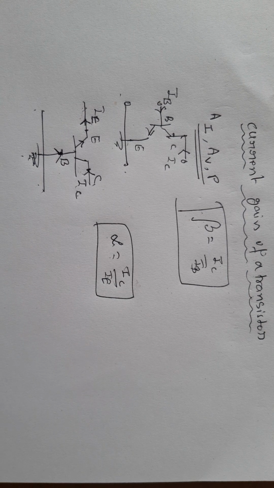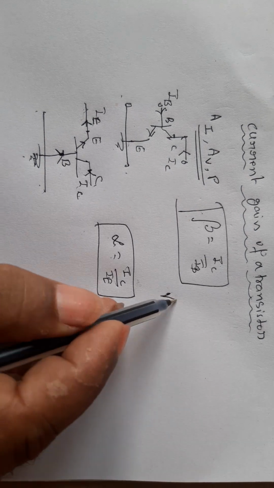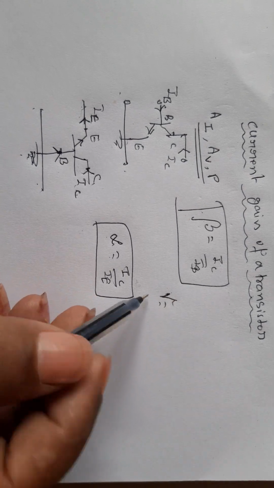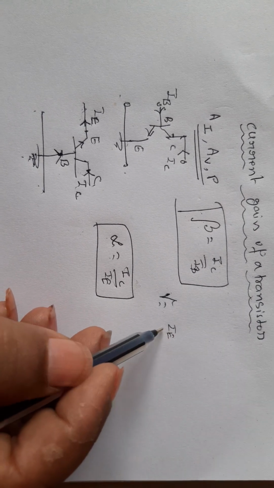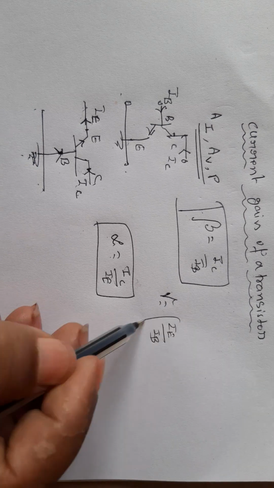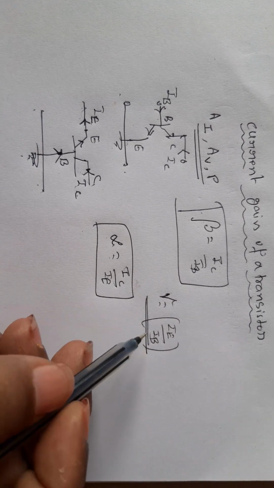Similarly, the common collector configuration is also considered, in which case the common point is the collector. The collector is made common for both input and output. The emitter is the output, the base is the input. IE by IB is equal to gamma, where gamma is the common collector gain. That is, the output current IE divided by IB, because the collector is made common.